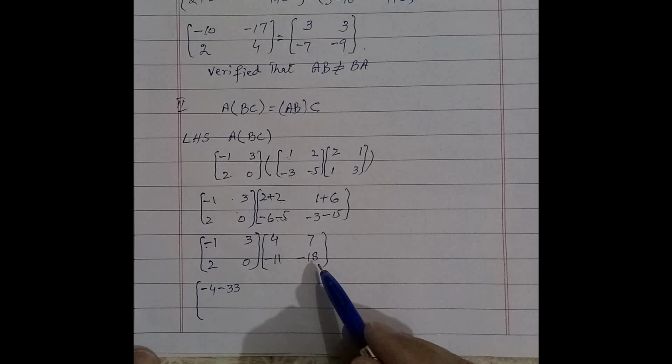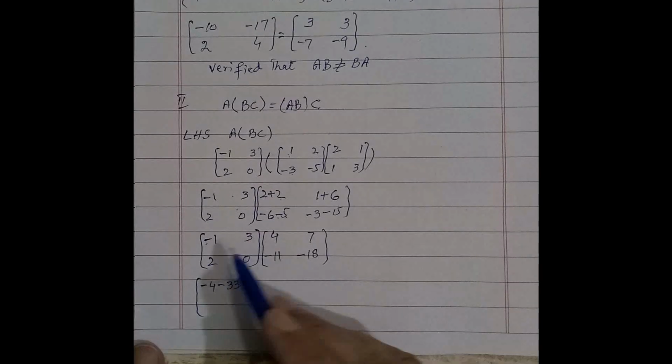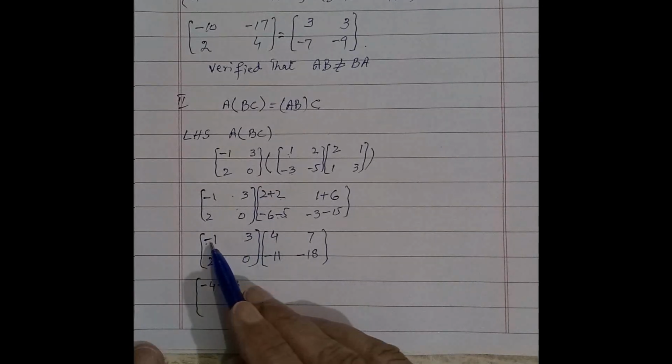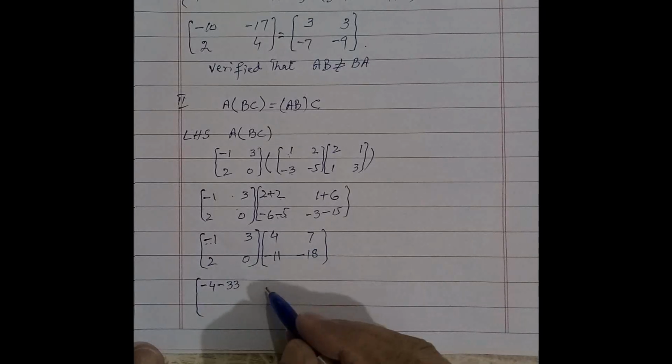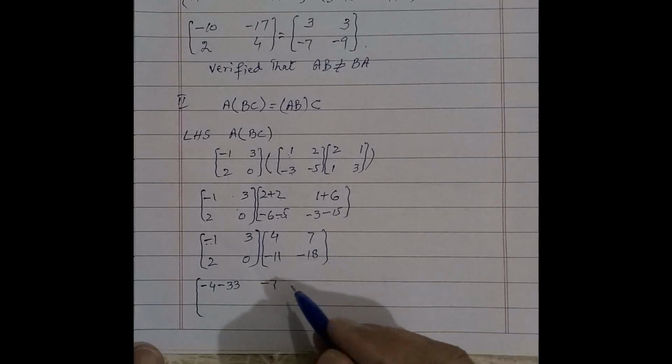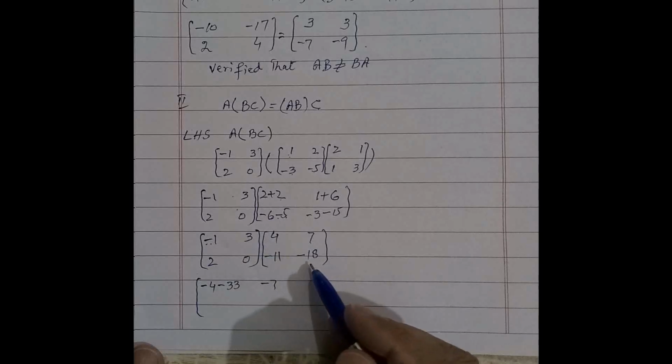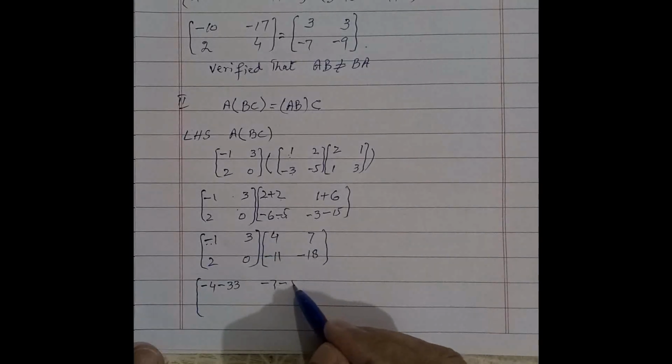First row with the second column is minus 1 multiplied by 7 is equal to minus 7. 3 multiplied by minus 18 is equal to minus 54.